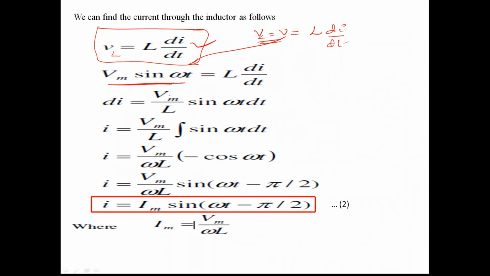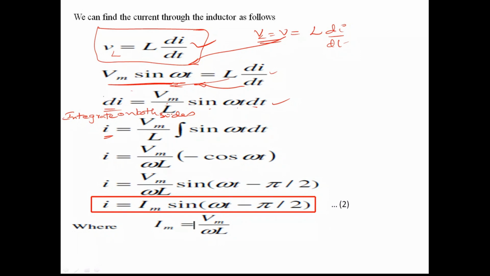And from this, if you rearrange this equation in such a way that you take dt to here and keep the L to the left hand side, then what we'll get is di is equal to Vm by L sin omega t dt. So if you rearrange this equation, you will get this. Then ultimately we want the current I, so to know the current I, integrate on both sides here.